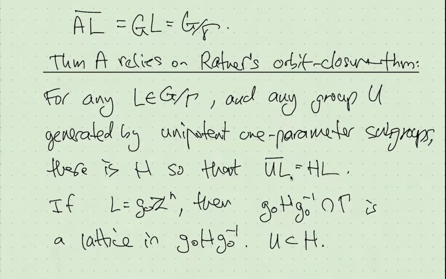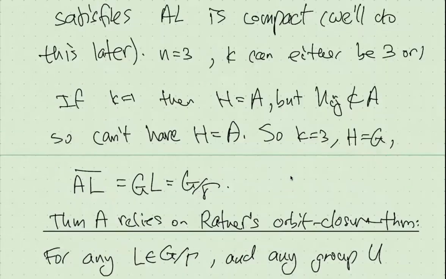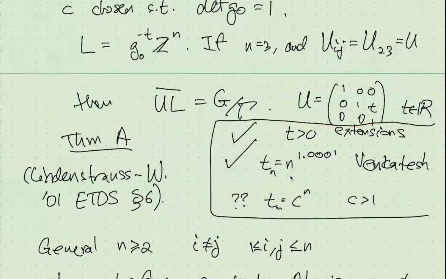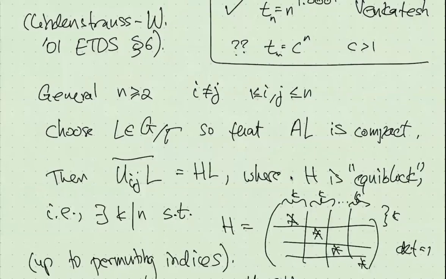Let me explain some of the terminology here. What are these unipotent one parameter subgroups? A matrix is unipotent if all its eigenvalues are equal to one, and a group is a unipotent one parameter subgroup if it is one parameter and made up of unipotent matrices. This example here is exactly an example of a unipotent group. But any group that's generated by such groups also satisfies the hypothesis of Ratner's theorem. So it's a very general result. It applies to lots and lots of groups. In particular, it applies to our group U.